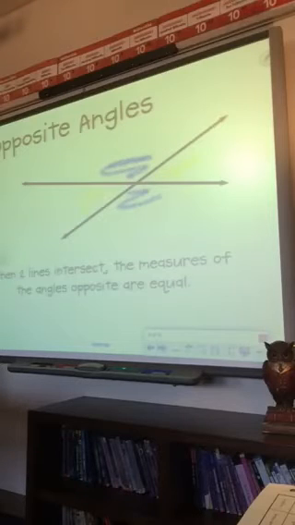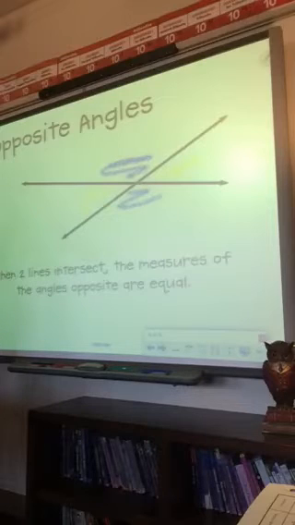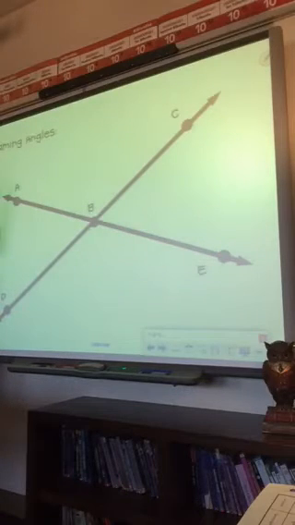When two lines intersect, the measure of the angles opposite are equal. It means the same thing. Vertical and opposite angles are the same type of angle. Okay, they just have two different names. You might see it one time talked about as vertical, and the next question might call it opposite. They mean the same thing. Okay? So, the next thing we're going to talk about is naming an angle.